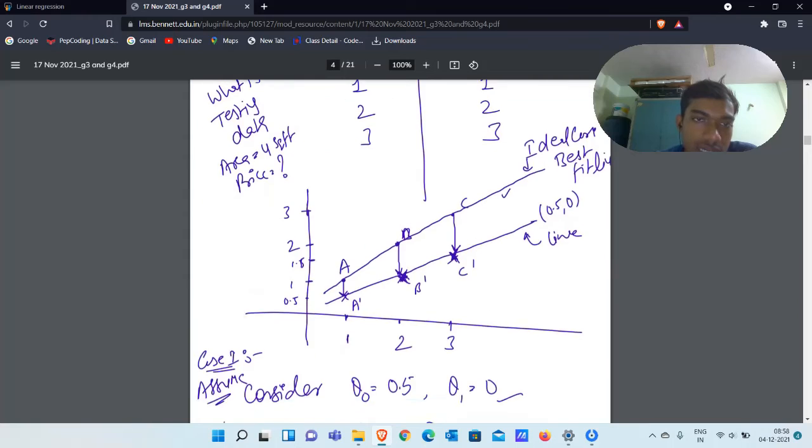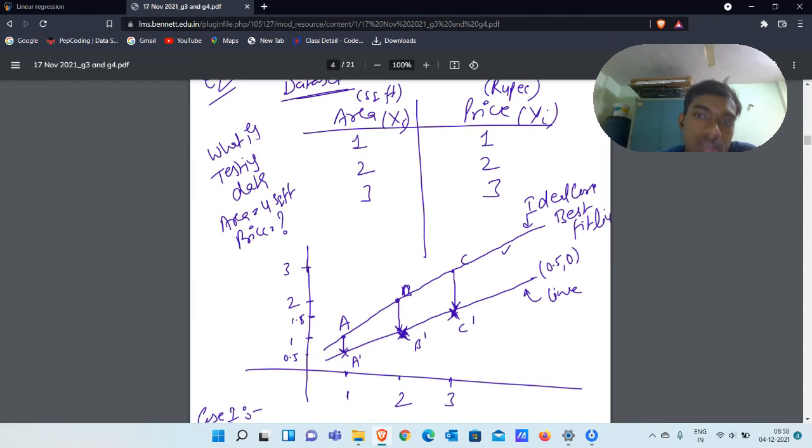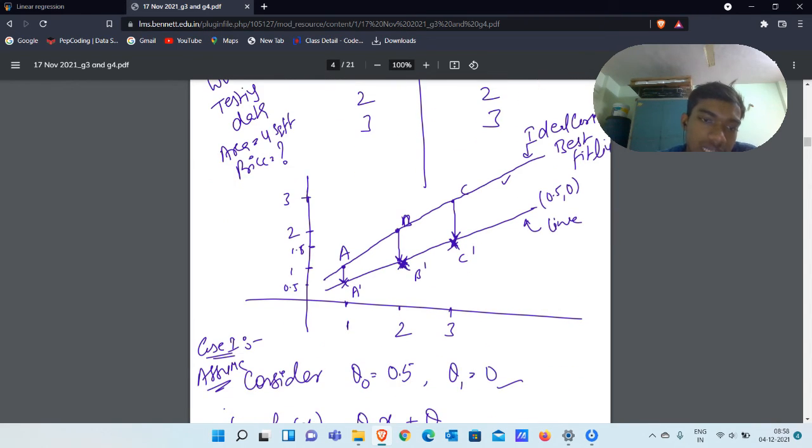So we'll directly go to another question. In this data set, here is the area and here is the price. Suppose the independent variable, the area, is given, but we do not have the price for it. Now we need to find it. So we'll take an example, we'll take a case.